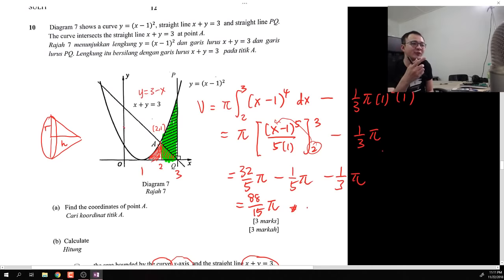Why x minus 1 power of 4? Because the formula is integrate y squared dx, right? Your y is basically x minus 1 square. So your y square here should be x minus 1 power 4. Do we lose marks if we ignore the pi? Yeah, you shouldn't ignore the pi because the answer asks you to leave in terms of pi.